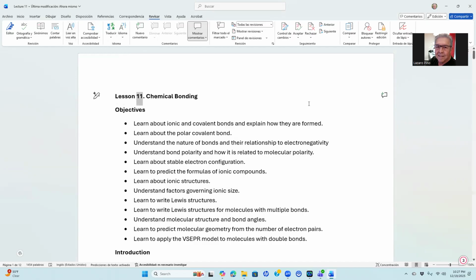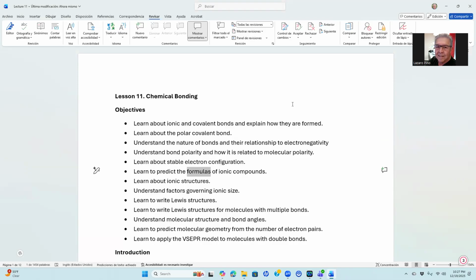Lesson 11. Chemical bonding. Objectives. Learn about ionic and covalent bonds and explain how they are formed. Learn about the polar covalent bond. Understand the nature of bonds and their relationship to electronegativity. Understand bond polarity and how it is related to molecular polarity. Learn about stable electron configuration.